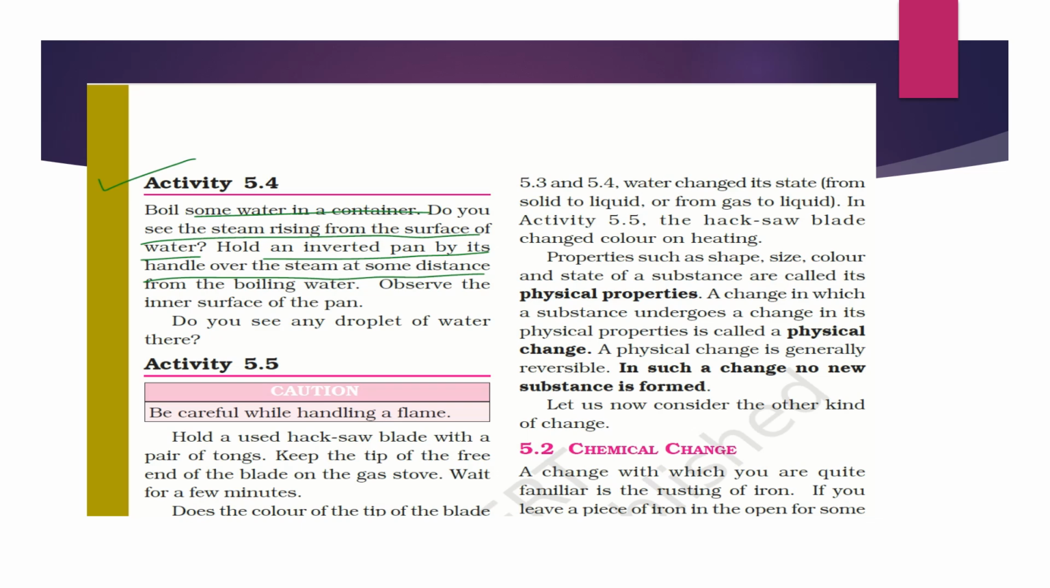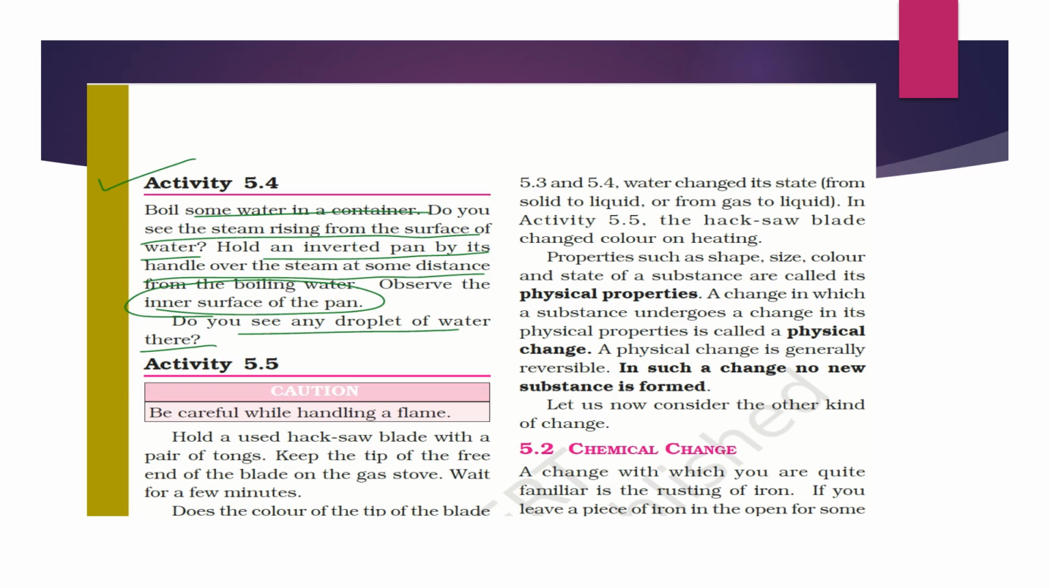Don't try to do this experiment with boiling water alone. So do you see any droplet of water on the inner surface of the pan which you were holding? On the boiling water, you were holding a pan upside down, on which the vapor coming from the boiling water was getting deposited. You are seeing many droplets of water getting deposited on this pan, which was held inverted over that boiling water pan.